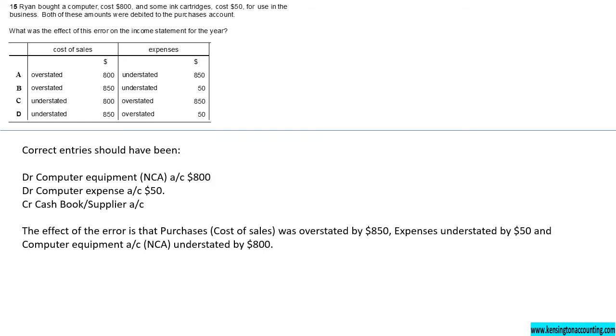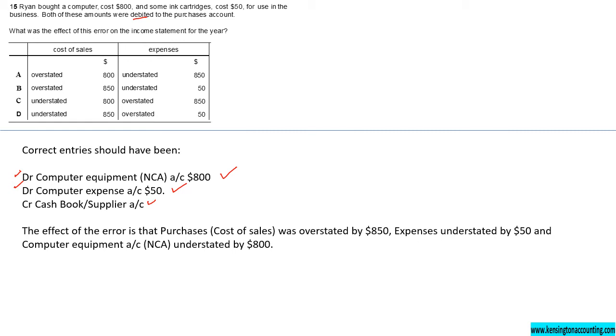Now the correct entry for this transaction would have been to debit the computer account by 800 and debit the expense account by 50 and credit, if it is a payment by check or cash, the cash book. If it was on credit, then it will be credited to the supplier account. But here we're not talking about the credit entry. The mistake was on the debit side. So the mistakes were item 1 and item 2 on the debit. Instead of debiting computer equipment by 800 and debiting computer expense by $50, Ryan incorrectly entered these two items in the purchases account.